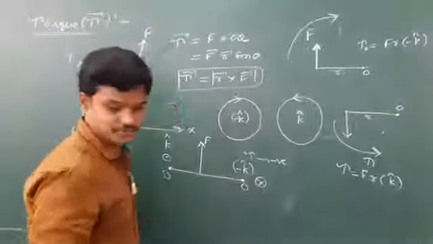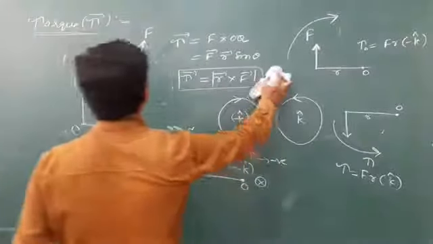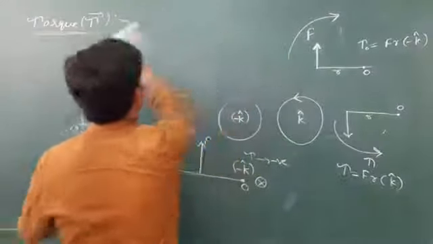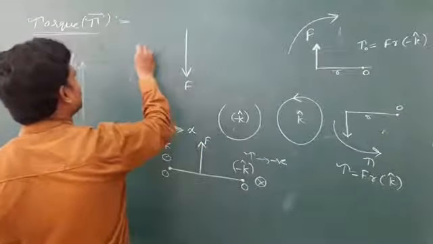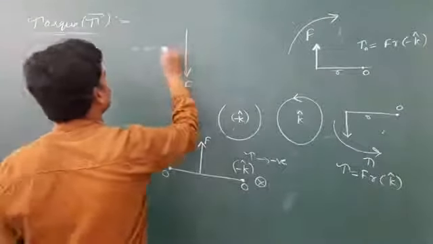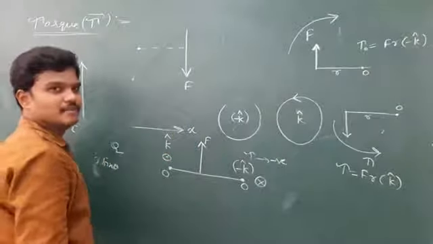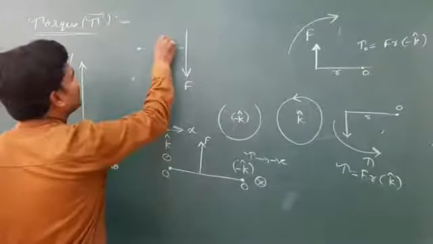For suppose they are given, let me rub this. So this is the basic thing. See, this is the arrow mark and this is the direction of the force. Here you need to find out the torque. Then let us see whether the torque is negative or positive.